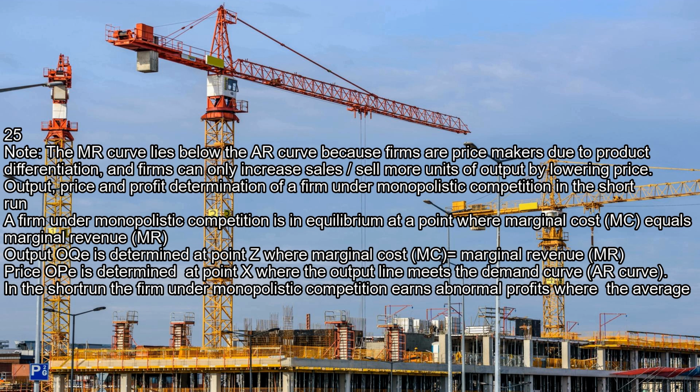Output, price and profit determination of a firm under monopolistic competition in the short run. A firm under monopolistic competition is in equilibrium at a point where marginal cost MC equals marginal revenue MR. Output is determined at point Z where marginal cost MC equals marginal revenue MR. Price OP is determined at point X where the output line meets the demand curve AR curve. In the short run, the firm under monopolistic competition earns abnormal profits with the average.